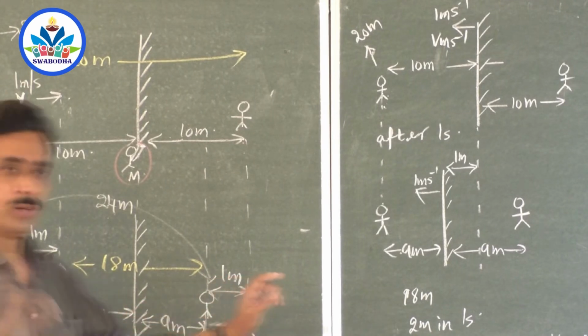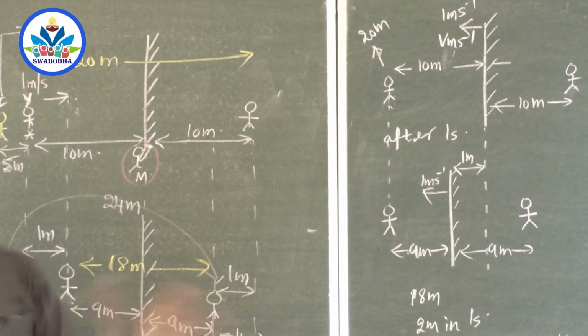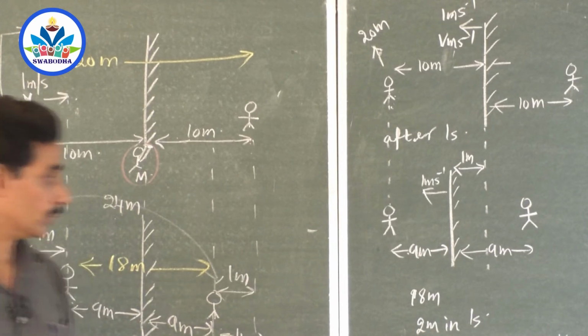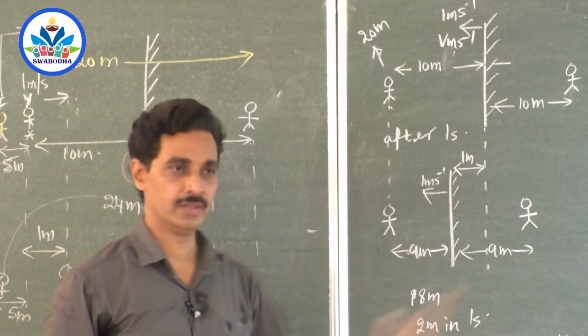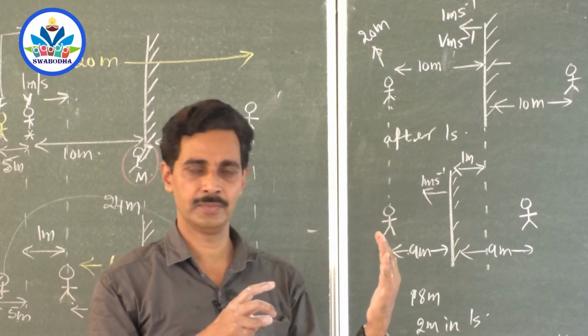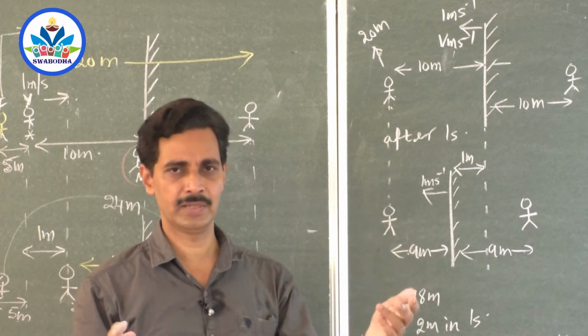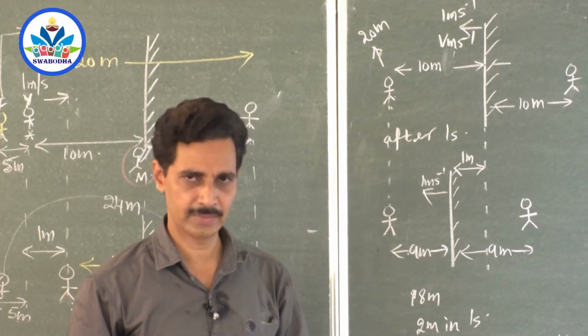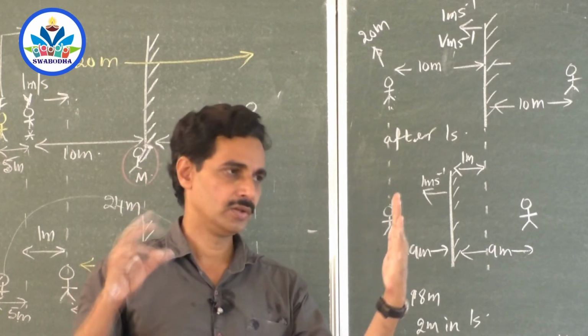Now I will give you a homework. You are running towards the mirror, and the mirror is also running towards you, right? Mirror is running towards you, and you are also running towards the mirror. Say same speed v. Take it as 1 meter per second, 1 meter per second. Suppose you get the answer as 4 meters per second, then it is 4v. Whatever it is, I don't know how much you will get. You have to analyze it.